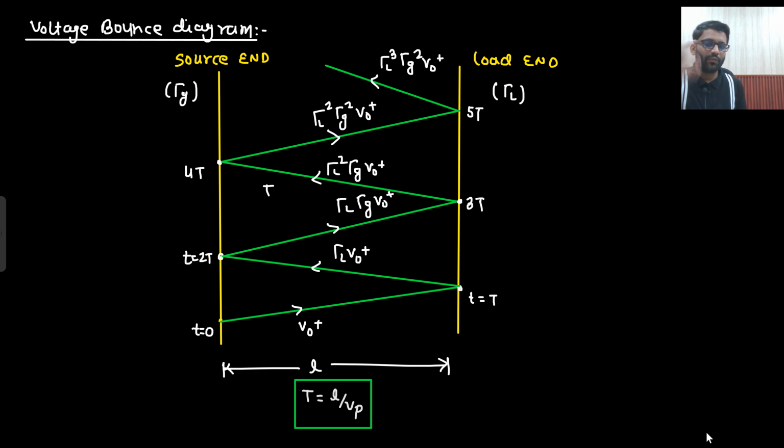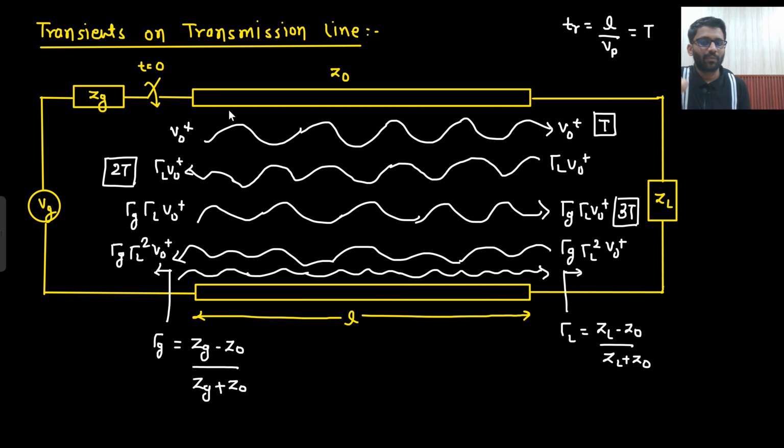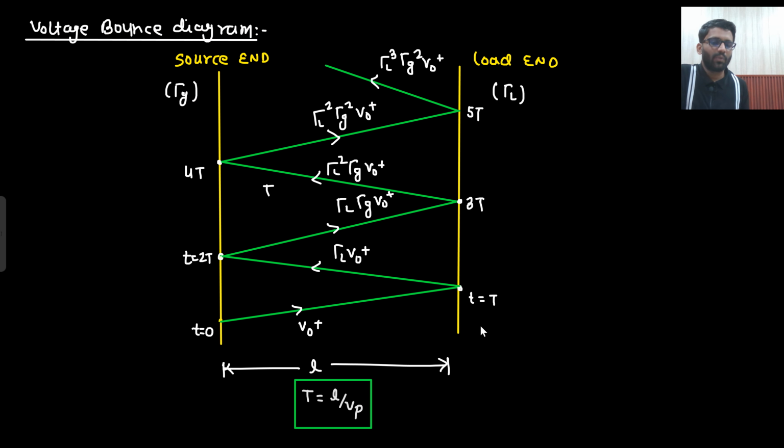At t equals to 0, V naught plus was generated and it traveled to the load till time t. It took a time t to reach here, V naught plus. Now it is again reflected back. If it is reflected back, now it will take another time t to reach here, right?